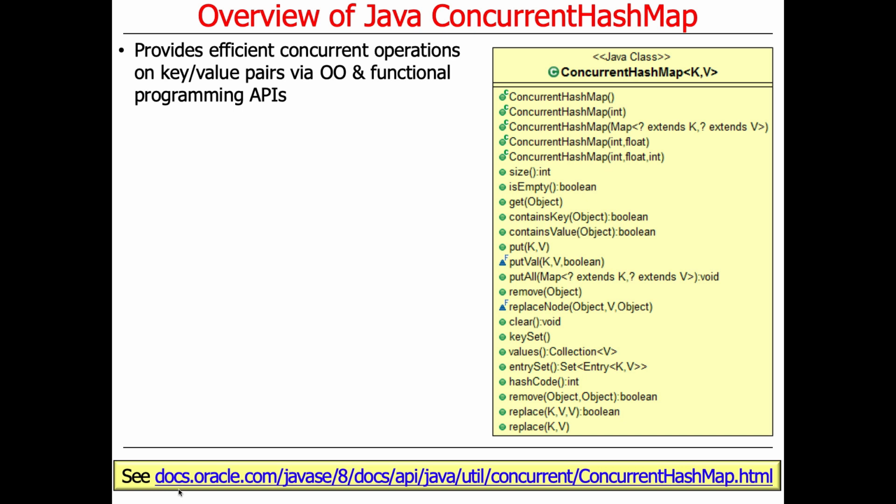Well, as the name implies, it's a hash map that provides concurrent operations on the key value pairs in the map. It has a combination of both object-oriented and functional programming interfaces, and we'll see some examples of both. The key thing that makes concurrent hash map cool is that it's optimized for concurrent programs.